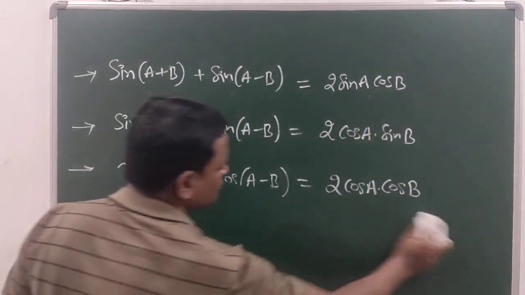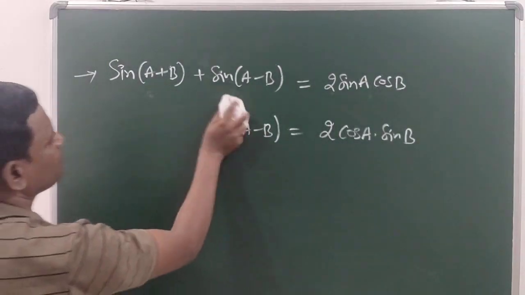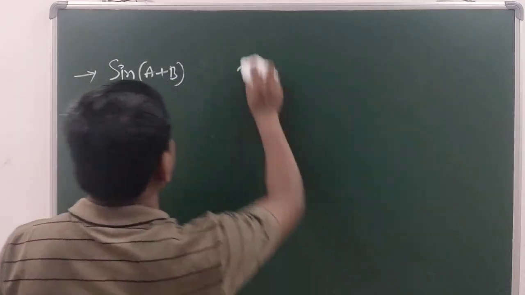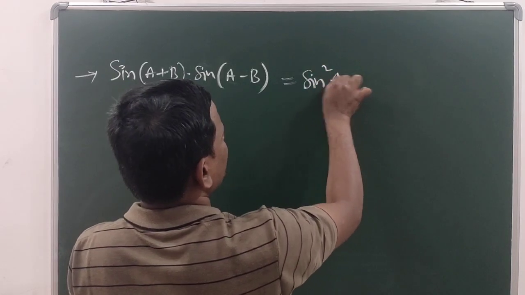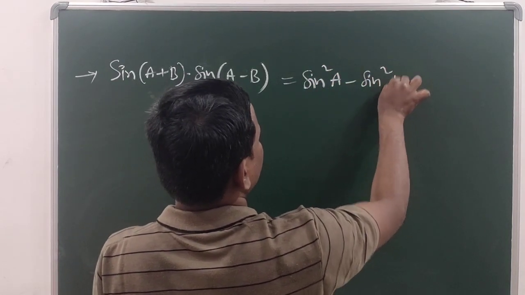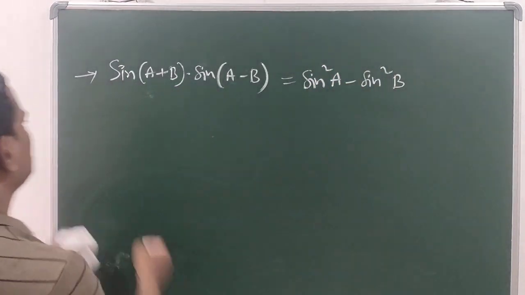Right. Next, suppose if you multiply sin A plus B into sin A minus B. If you multiply these two, you will get sin square A minus sin square B. Yes. Next.